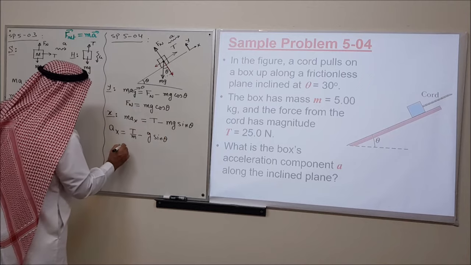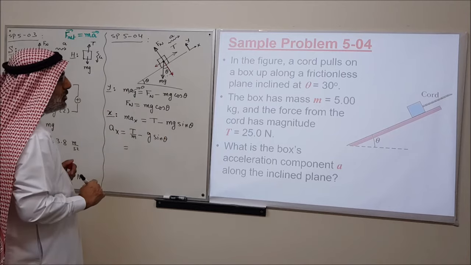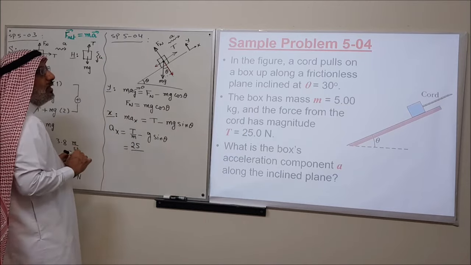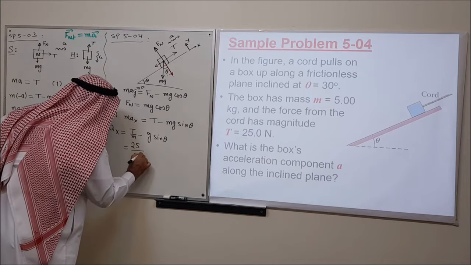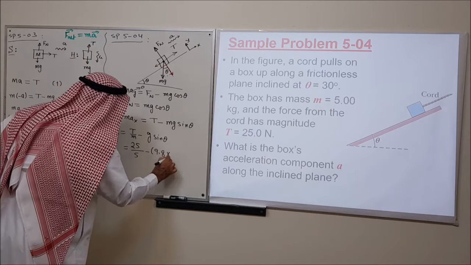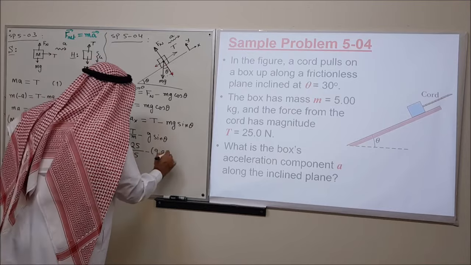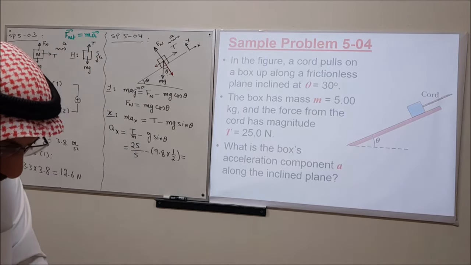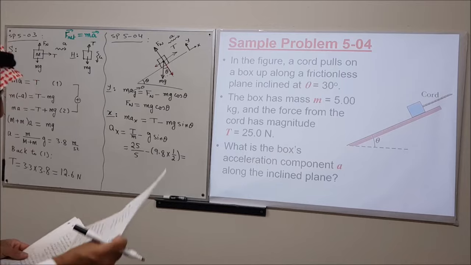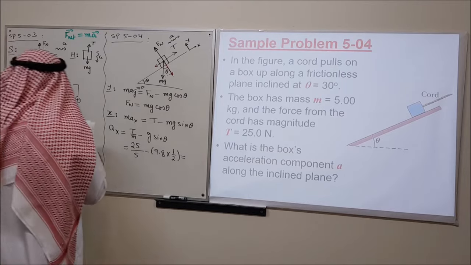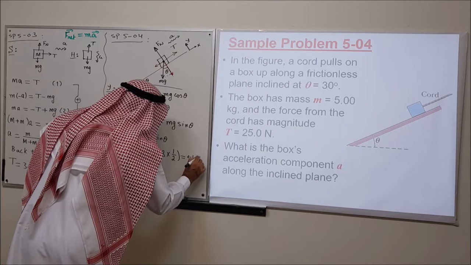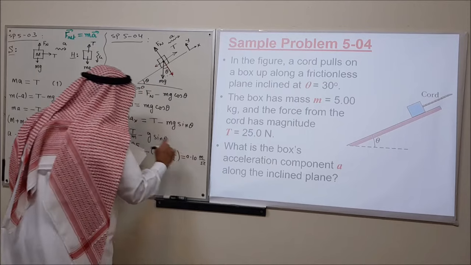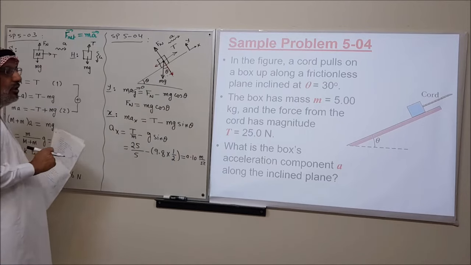Put in the numbers, the tension is 25 newtons. The mass of the box is 5 kilograms, minus 9.8 times the sine of the angle. The angle theta is 30 degrees, sine of that is 1/2, and that will give me the magnitude of the acceleration, and it is equal to 0.10 meters per second squared. Note that we got a positive answer. That means the direction is correct.